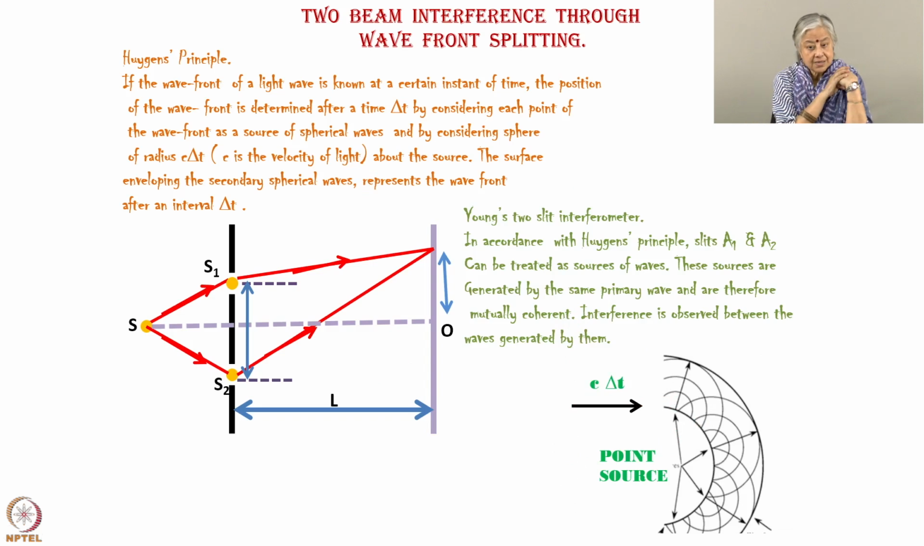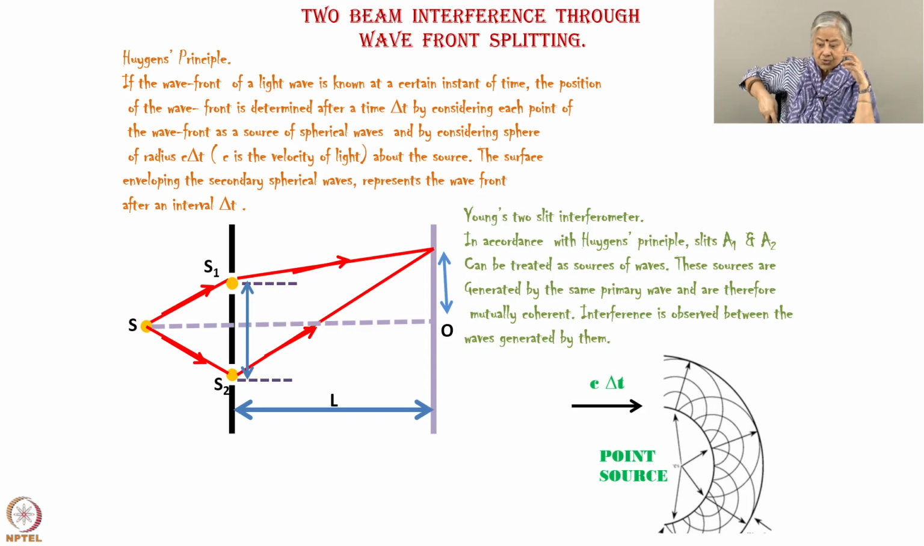So, the best example is, of course, the Young's double slit interferometer. In accordance with Huygens principle, slits A1 and A2 can be treated as sources of waves. These sources are generated by the same primary wave and are therefore mutually coherent. Interference is observed between the waves generated by them.